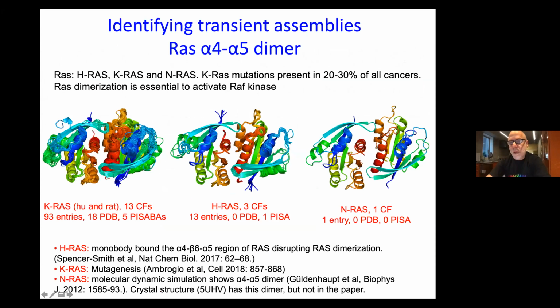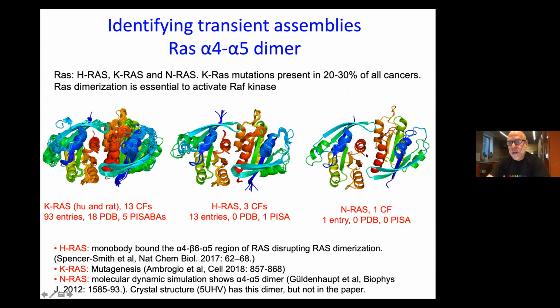We use this to look at transient assemblies that maybe are not particularly clear experimentally. An example of that is for RAS, for HRAS, KRAS, and NRAS. There is a dimer that is present in 16 different crystal forms in about 100 and something PDB entries of KRAS, where it's the alpha 4 and alpha 5 helices that make a dimer interaction. It's seen in KRAS, HRAS, and one structure of NRAS.